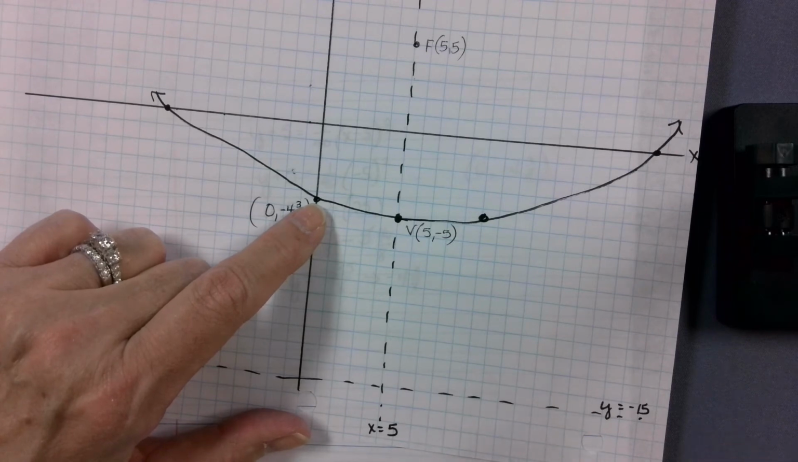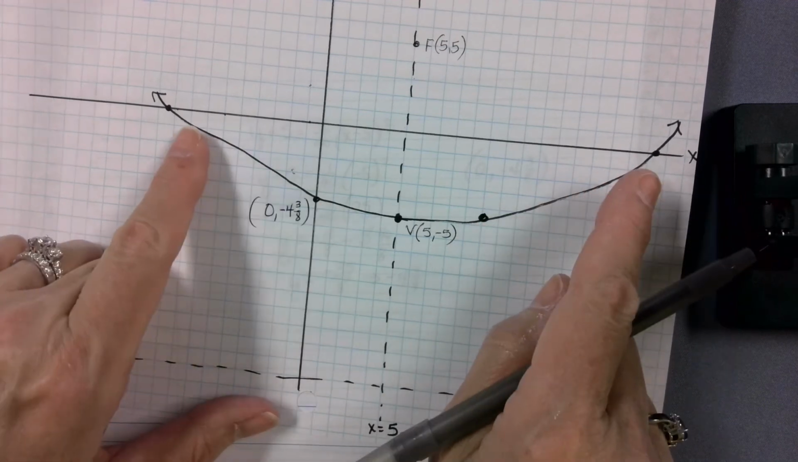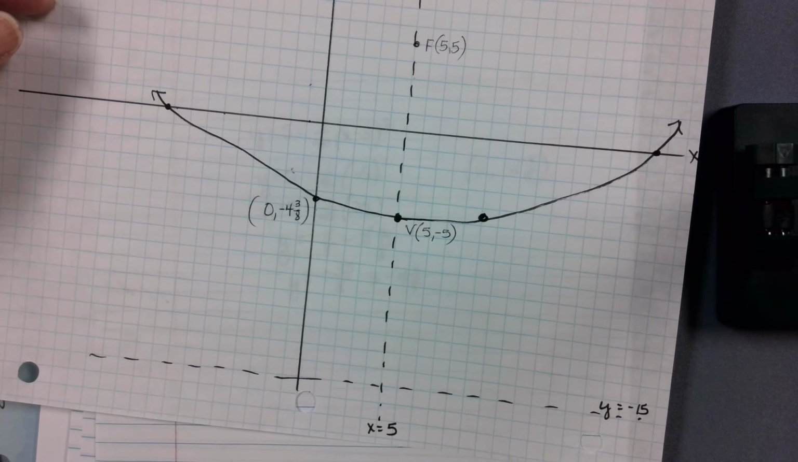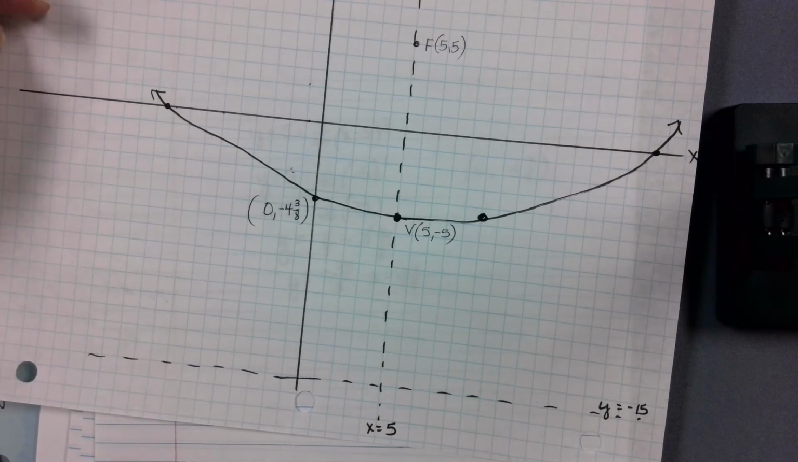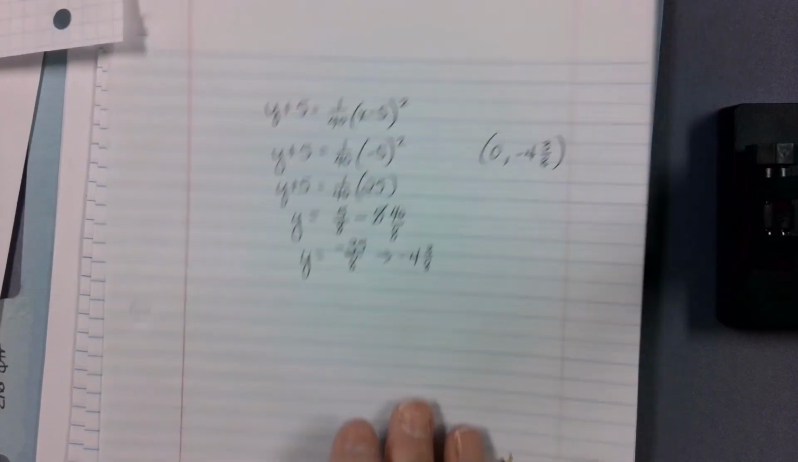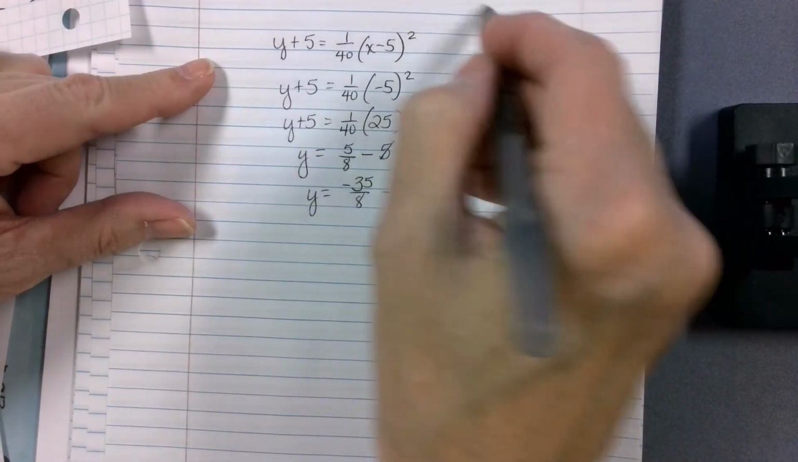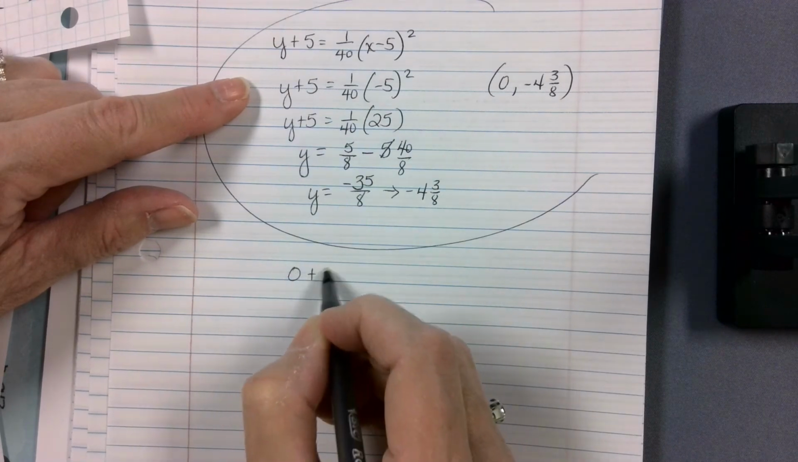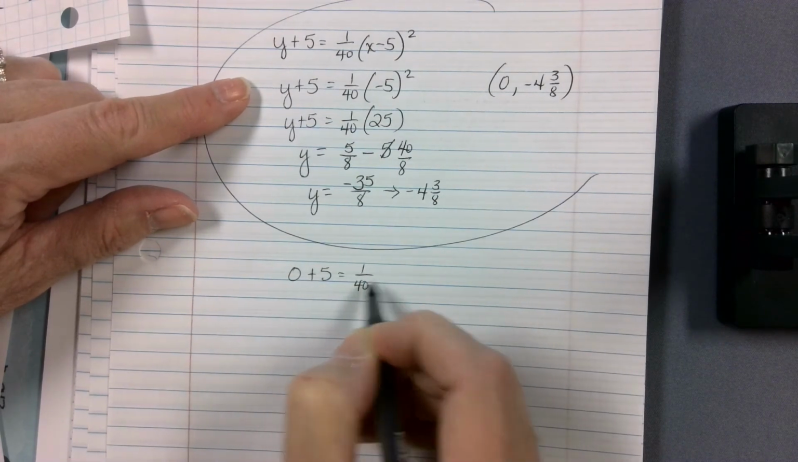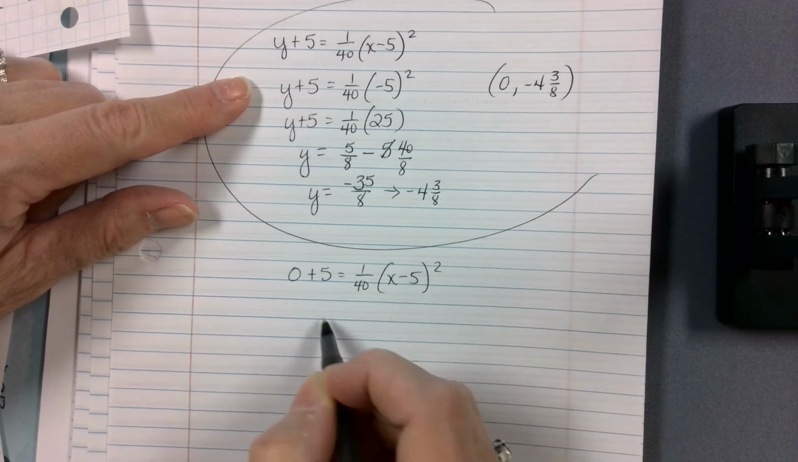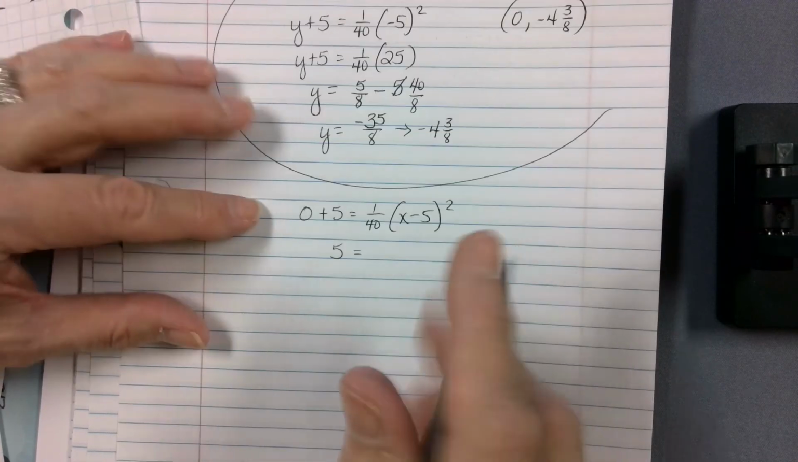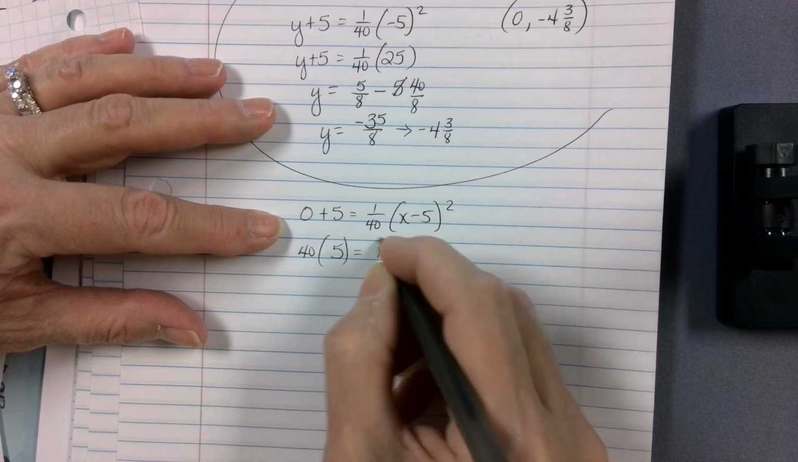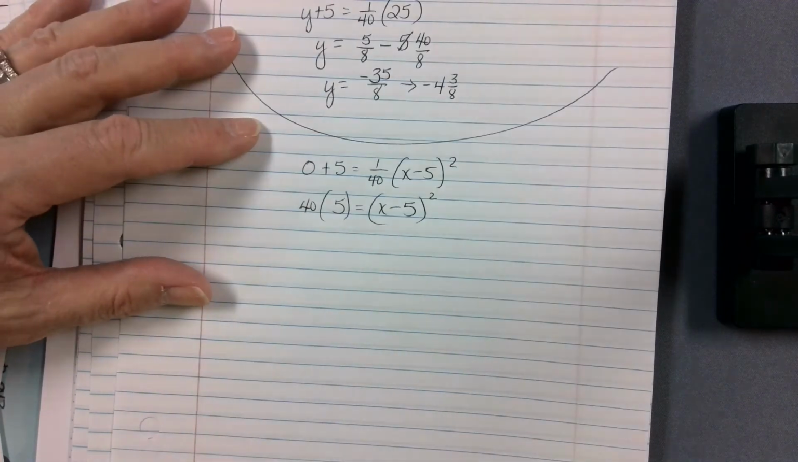Everybody with me so far? So I've got that much, but I need to know where it's going to cross my x-axis also. So where it crosses the x-axis, of course, is where y is equal to 0. So we'll come back, and that's where x was equal to 0. We'll use the same formula, but we'll put 0 in for y and solve that. So I'm going to multiply both sides by 40 to get rid of the 1 over 40 business, right?